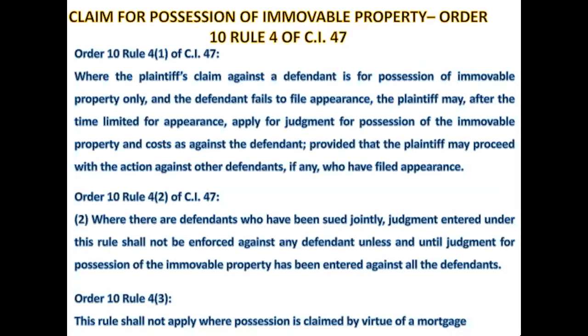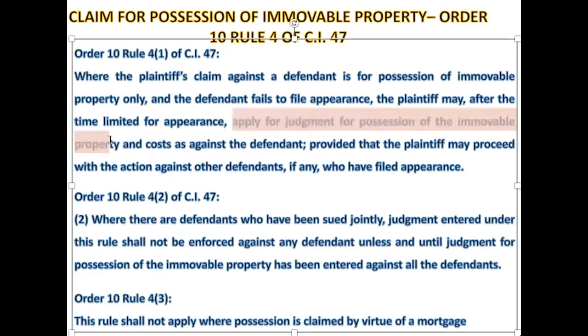So we look at liquidated demand, we look at unliquidated demand, we are coming to claim for possession of immovable property. If your claim against the defendant is for possession of immovable property and the defendant defaults in entering appearance, what are the kind of remedies that as plaintiff you can apply for? Order 10 Rule 4 Sub Rule 1 has the answer and it reads in this wise. Where the plaintiff's claim against the defendant is for possession of immovable property only and the defendant fails to file appearance, the plaintiff may, after the time limited for appearance, apply for judgment for the possession of the immovable property and costs as against the defendant.